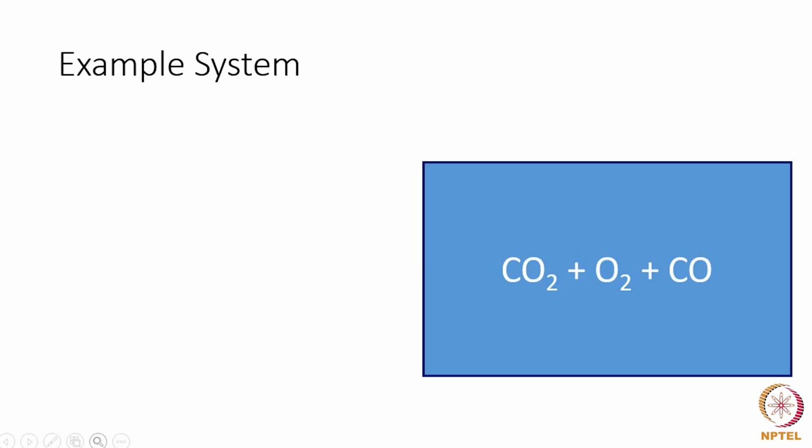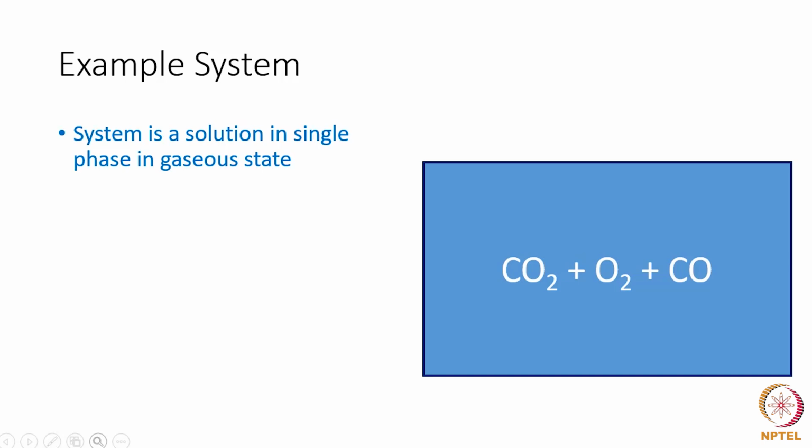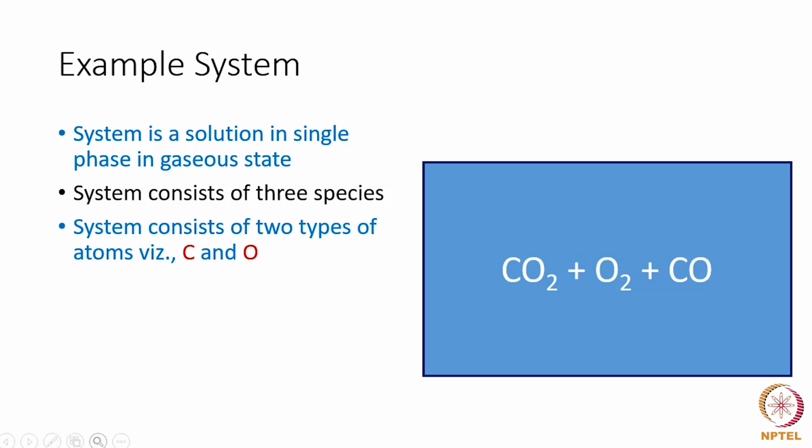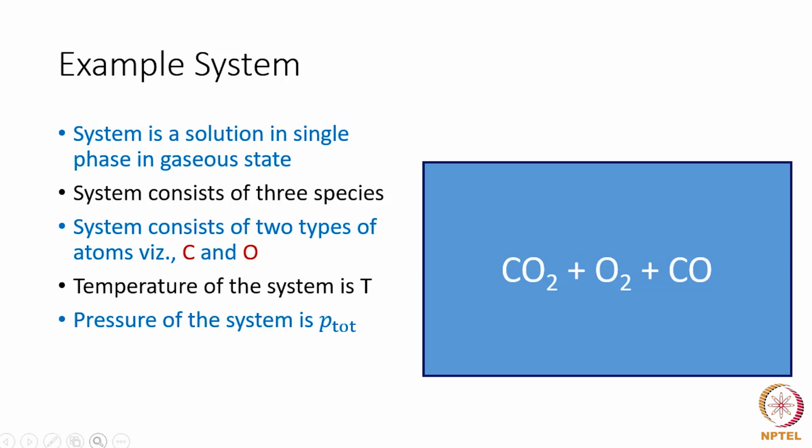For this approach to be illustrated, we need an example system, and the example system we choose comprises three species, namely carbon dioxide, oxygen and carbon monoxide. We assume that the system is a solution in a single phase in gaseous state, that is, all three gases CO2, O2 and CO are mixed in a single solution in the gas phase. The system consists of three species only, there is nothing else in the system, and it consists of two types of atoms, namely carbon and oxygen. The temperature of the system is fixed and is T. The pressure of the system is also fixed and that is P total, P tot.